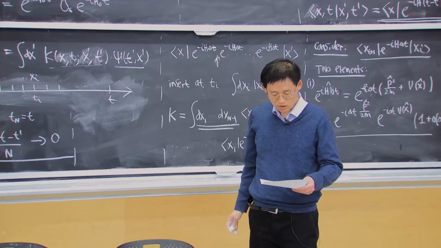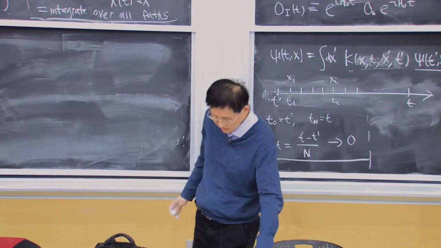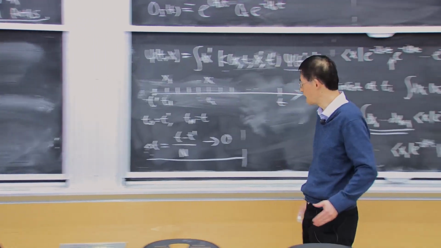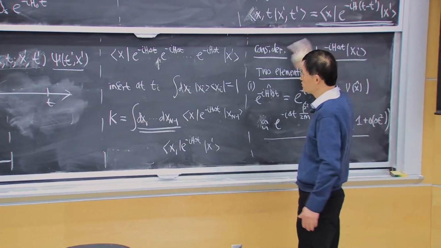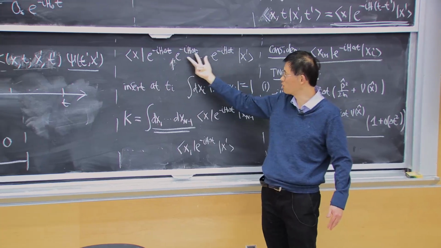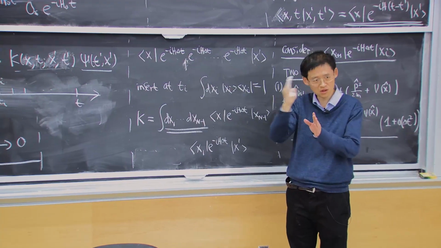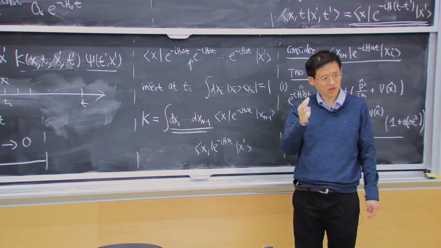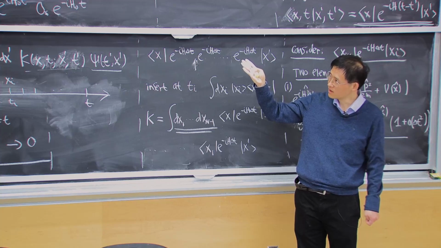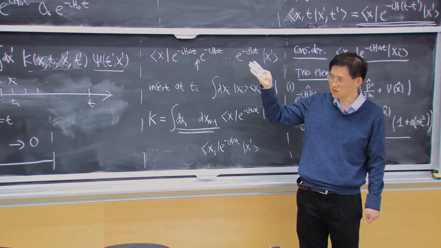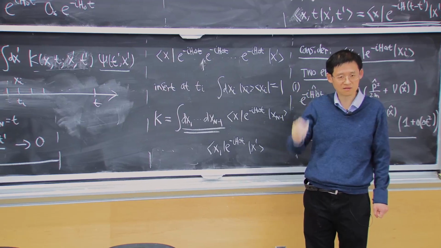So this started as a technical trick, because computing this thing is complicated, and we can make mathematical progress by dividing it into small intervals. But once you do that, we actually obtain something conceptually new in quantum mechanics.